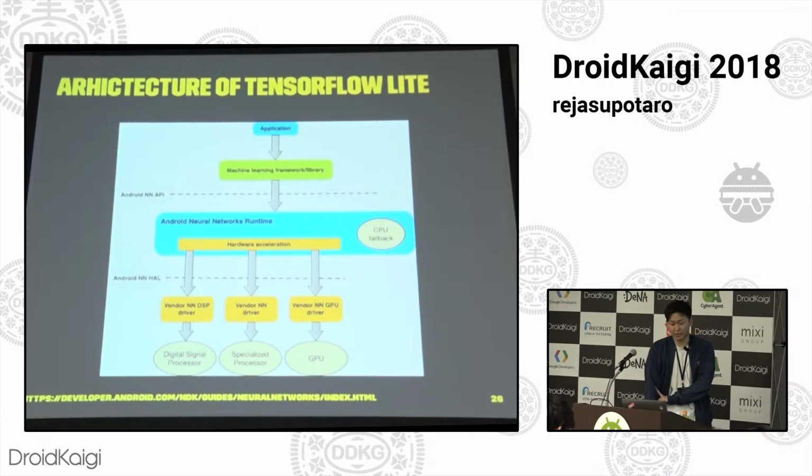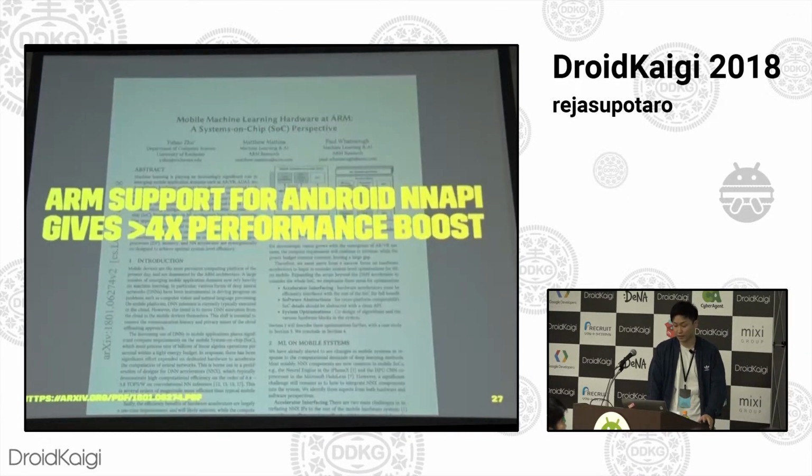TensorFlow Lite is based on the Android Neural Networks API. Vendors customize the hardware accelerated layer. The ARM support for the Android NN API was announced, and they said it gives more than 4 times performance boost. Anyway, as long as we use TensorFlow Lite, developers don't have to care about the hardware layer. We can benefit first without doing anything on our side.